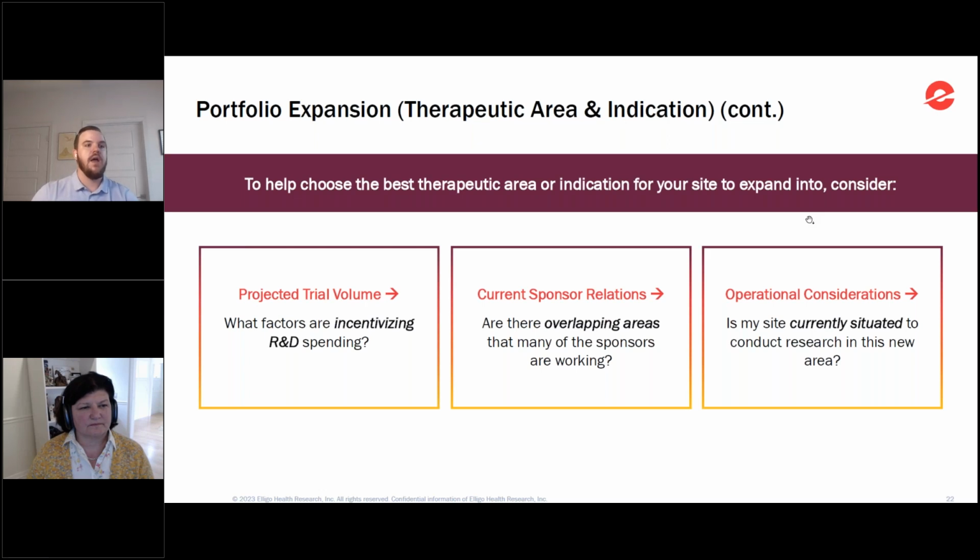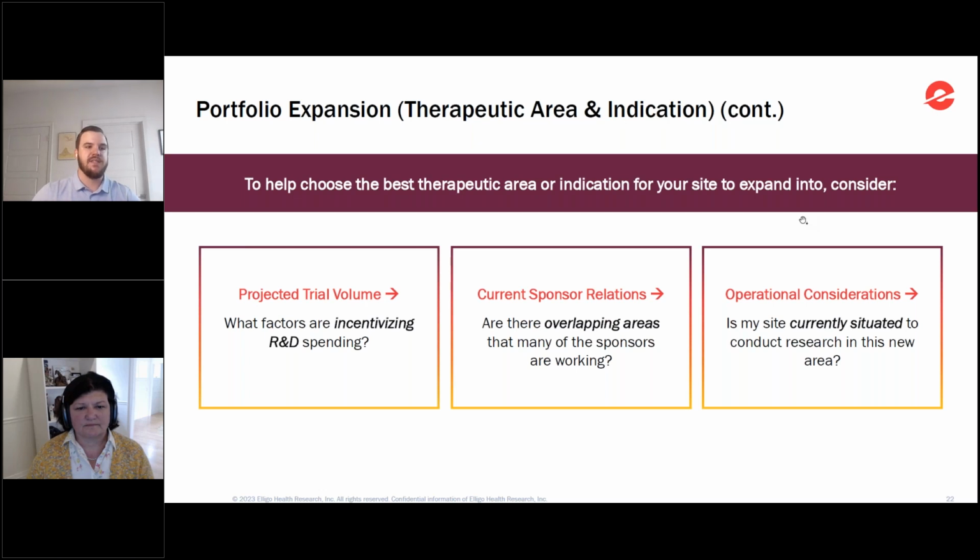Another area that you should really look at when making a determination is, what are your current sponsor relationships, right? How many of those are working in overlapping areas of what you're considering breaking into, right? There's efficiency there. If you've worked with a sponsor before and are able to contribute to them in other projects in a different therapeutic area, you start working towards that partnership relationship.